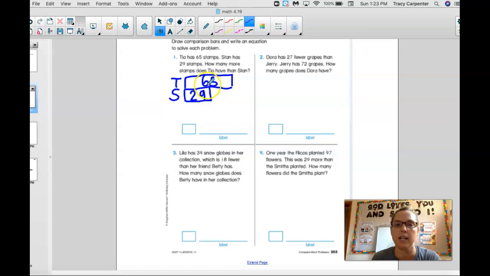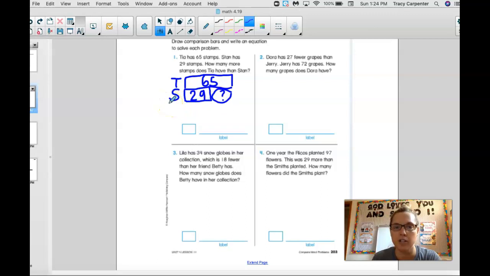So we know how many each person has. We have to find out the difference. How many more does Tia have than Stan? So this is the part we're trying to find out right here. How much bigger is this? So we're going to put our question mark here in this space, and we'll put a bubble around it to show this distance from here to here. So we're trying to solve for the difference.